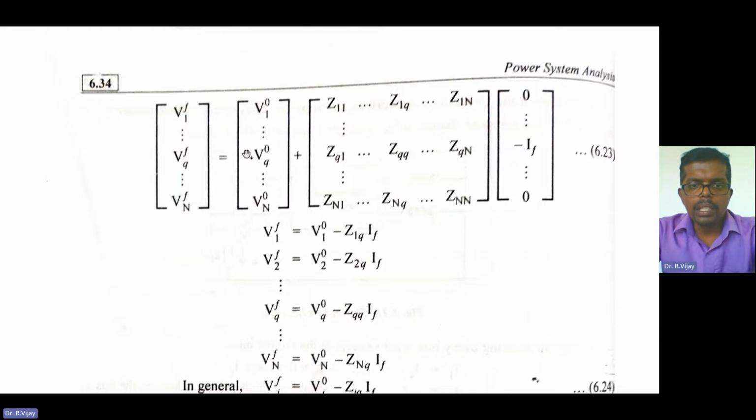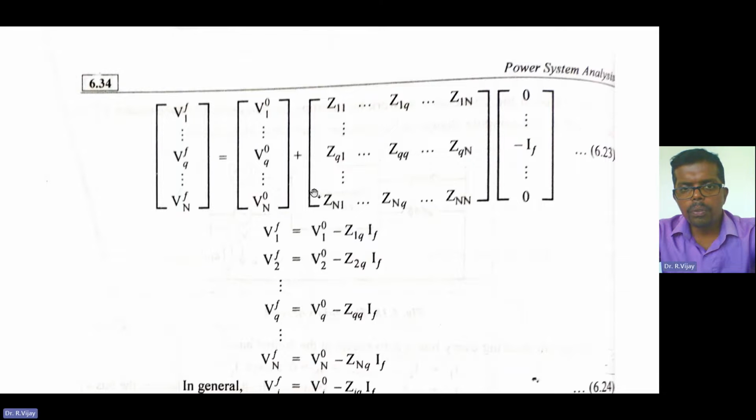So that is V1 naught. Here VQF is nothing but VQ naught. Here VNF is equal to VN naught plus the Z-bus matrix: Z11, Z1Q up to Z1N, ZQ1 up to ZQQ up to ZQN. Next ZN1 up to ZNQ up to ZNN. So this is a matrix into this 0 up to minus IF up to 0.